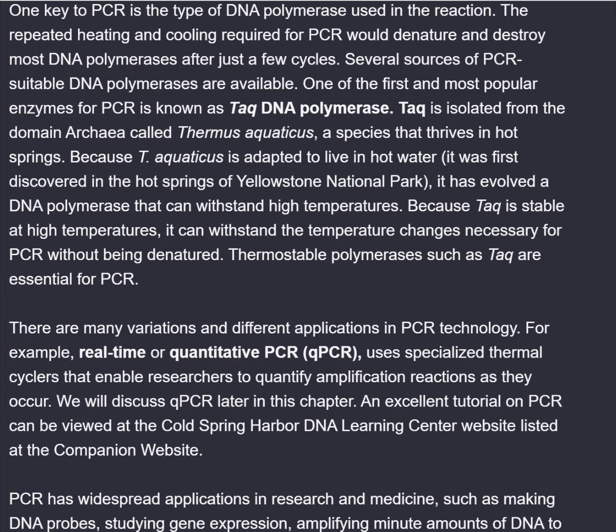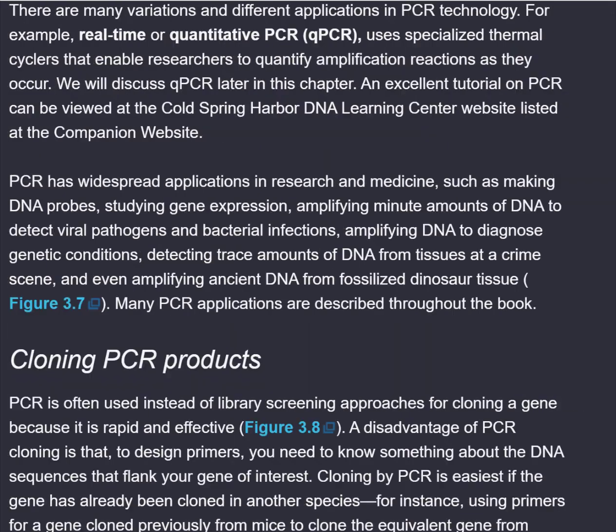Because T. aquaticus is adapted to live in hot water, it was first discovered in the hot springs of Yellowstone National Park. It has evolved a DNA polymerase that can withstand high temperatures. Because TAC is stable at high temperatures, it can withstand the temperature changes necessary for PCR without being denatured. Thermostable polymerases such as TAC are essential for PCR.